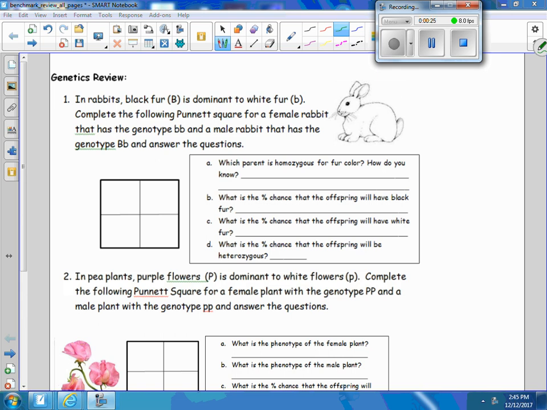Yes, ma'am. Okay, so you're going to put one parent on the top. One of the parents is little b, little b, and the other one is big B, little b. Big B, little b on top of each box. Now what do I do? What's the other thing I do? Right, on the side.